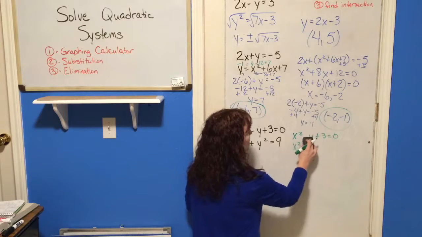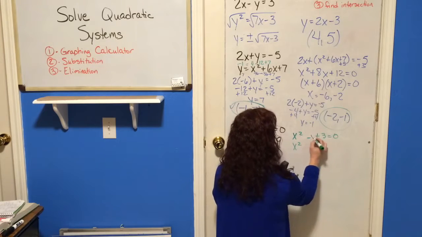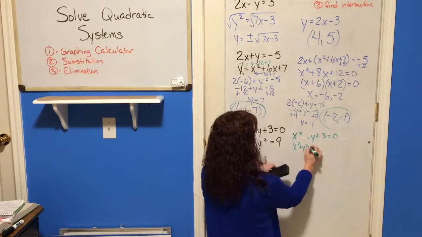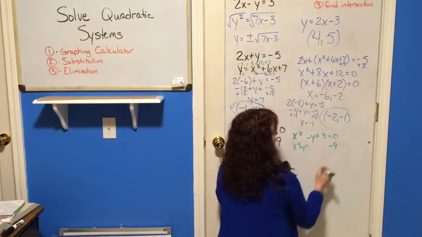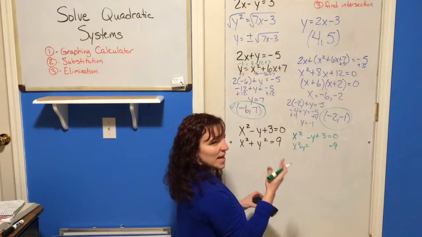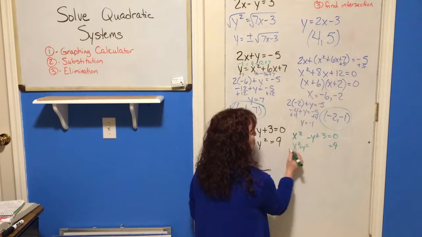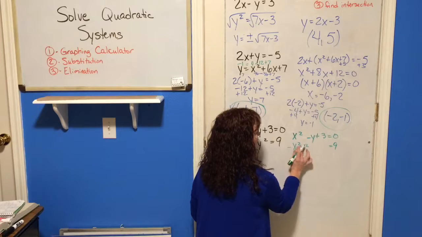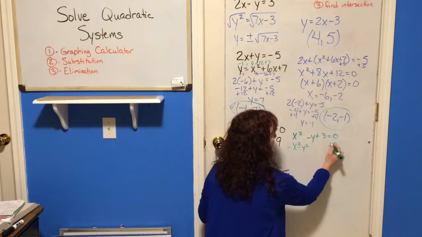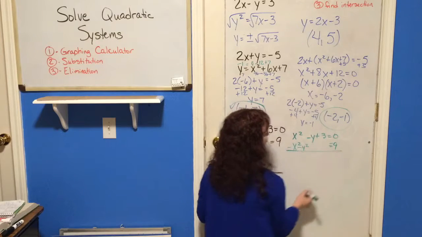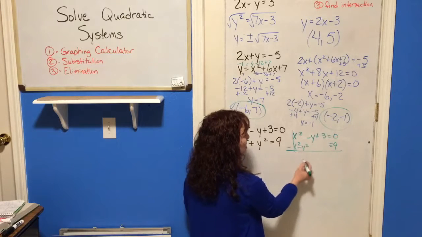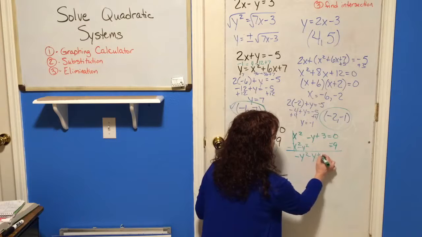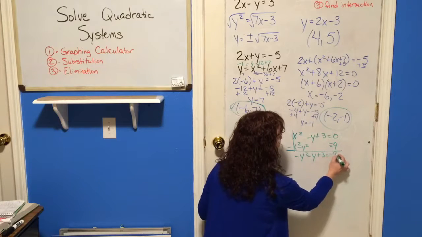So let's move this over just a little bit. And we're going to have plus y squared here, and this is going to equal 9. Do you see why I lined that up that way? And now in this case, we're going to multiply through by a negative 1. So everything is going to be negative. And then we're going to add them together so that these drop out. And we have negative y squared minus y plus 3 equals negative 9.